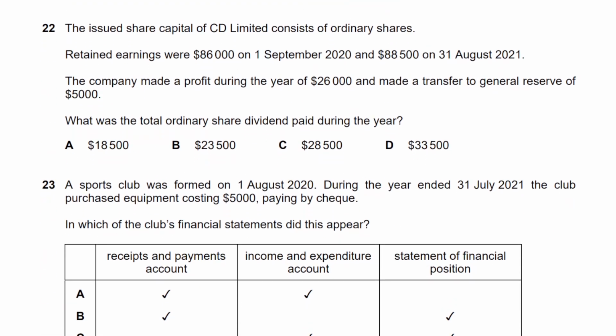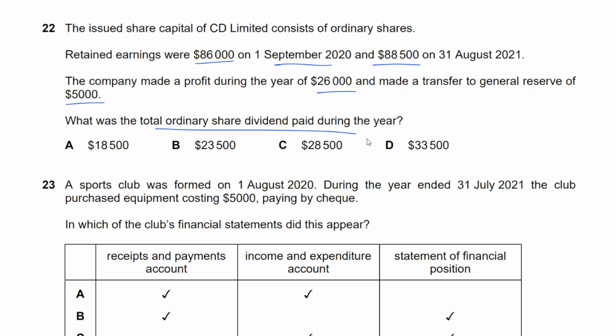Number 22. The issued share capital of CD Limited consists of ordinary shares. Retained earnings were 86,000 in the beginning and 88,500 at the end. The company made a profit during the year of 26,000, made a transfer to general reserve of 5,000. What was the total ordinary share dividend paid during the year? I can tell you that this will very likely come in your exam. I've seen this question a few times now.